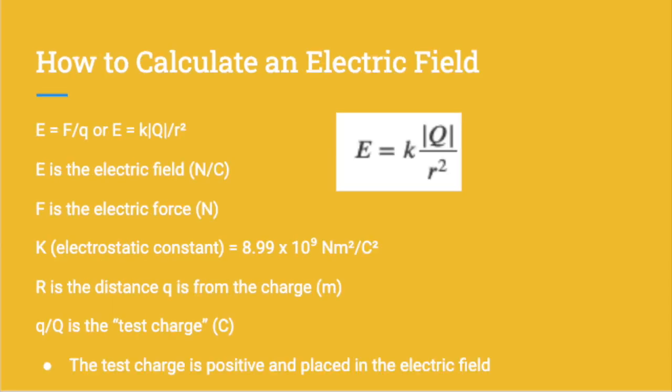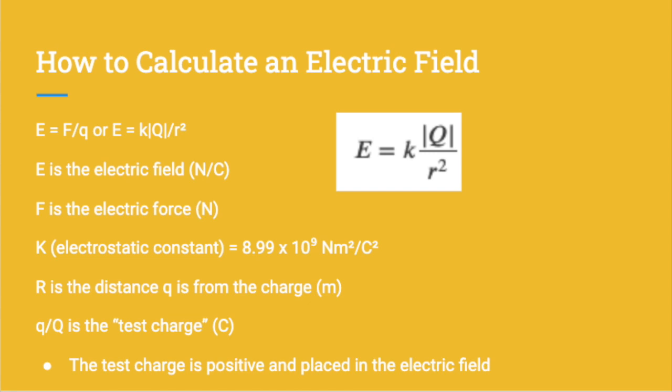Now the question is, how do we calculate an electric field? Well, the equation is given: E equals F over Q, or E equals K times the absolute value of Q over R squared. Now, K is the electrostatic constant and is equal to 8.99 times 10 to the 9 newton meters squared over coulomb squared.